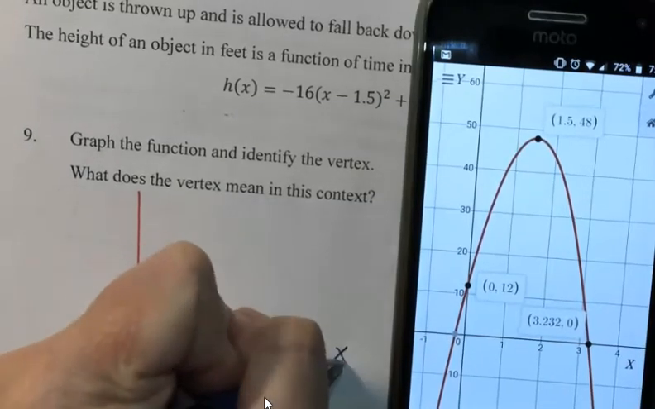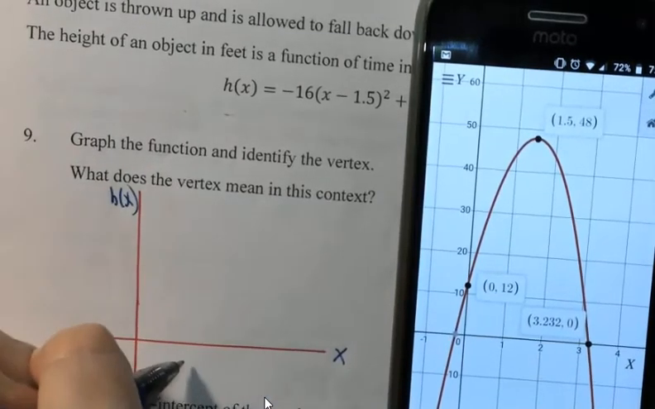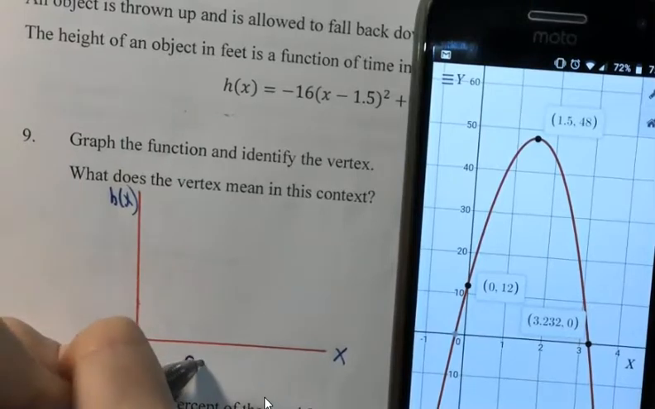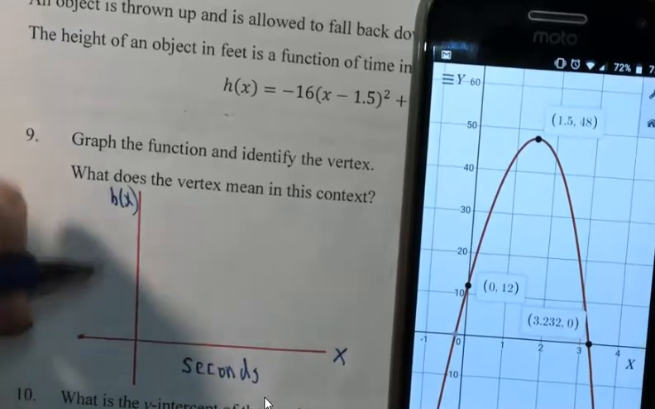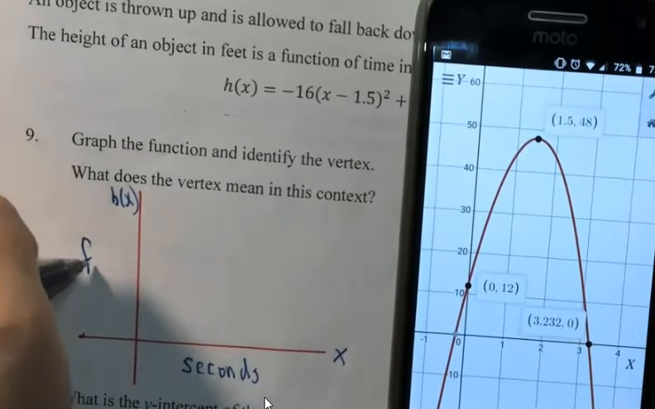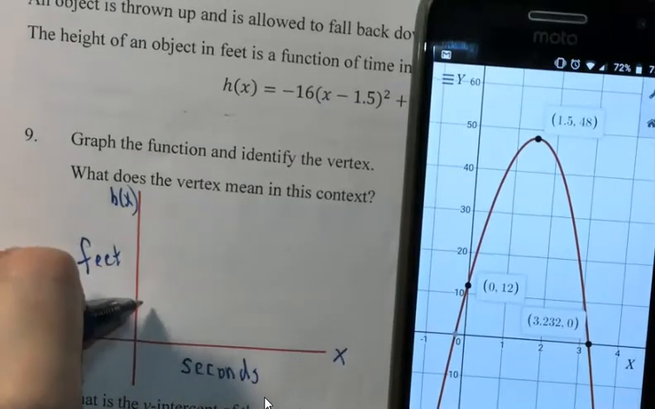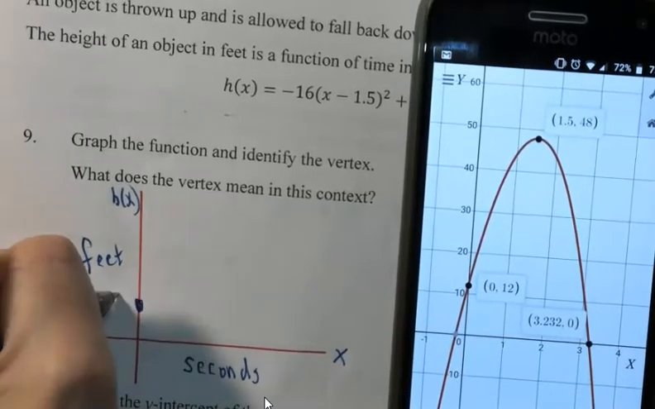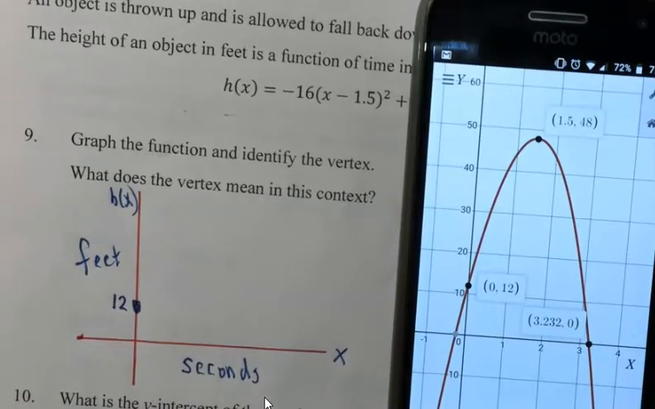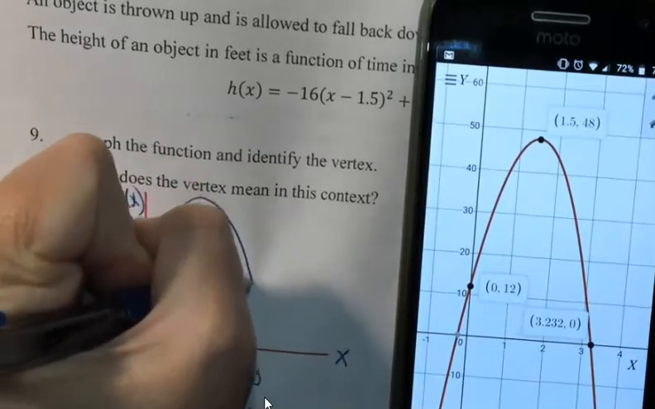And please be sure to put labels on your graph. So this is X and H of X. The X is the time in seconds. So I'm going to put seconds down here. And the height is in feet. So I'm going to put the unit. You could put both, actually. Height in feet, time in seconds. That would be nice. And then I do have an intercept here at the 12. So you can write the ordered pair 0, 12, or you can just put a 12. And then the parabola goes up and back down.